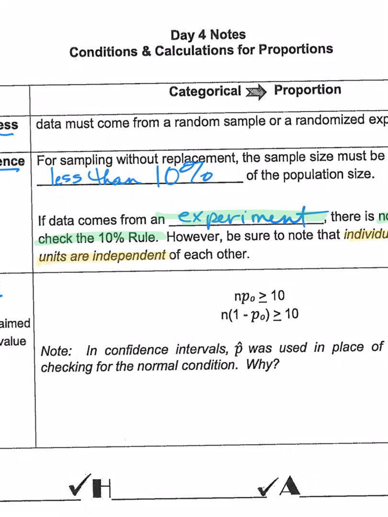Individual experimental units are independent. In other words, if I pick 10 people, each person is independent of the other person, aren't they?